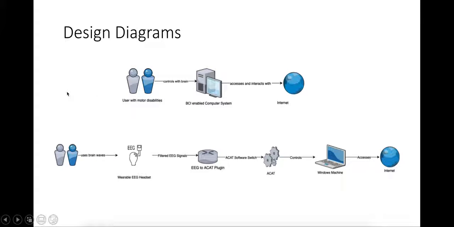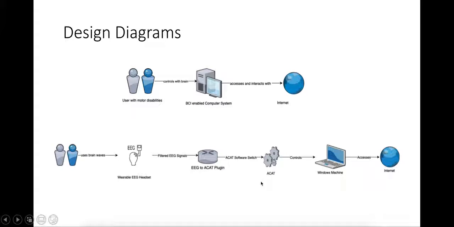These are the design diagrams we have. So the first one is a very overall diagram. These are the users. They are going to interact with a computer using BCI, and then this computer is connected with the internet to back up many applications and many useful features for us.